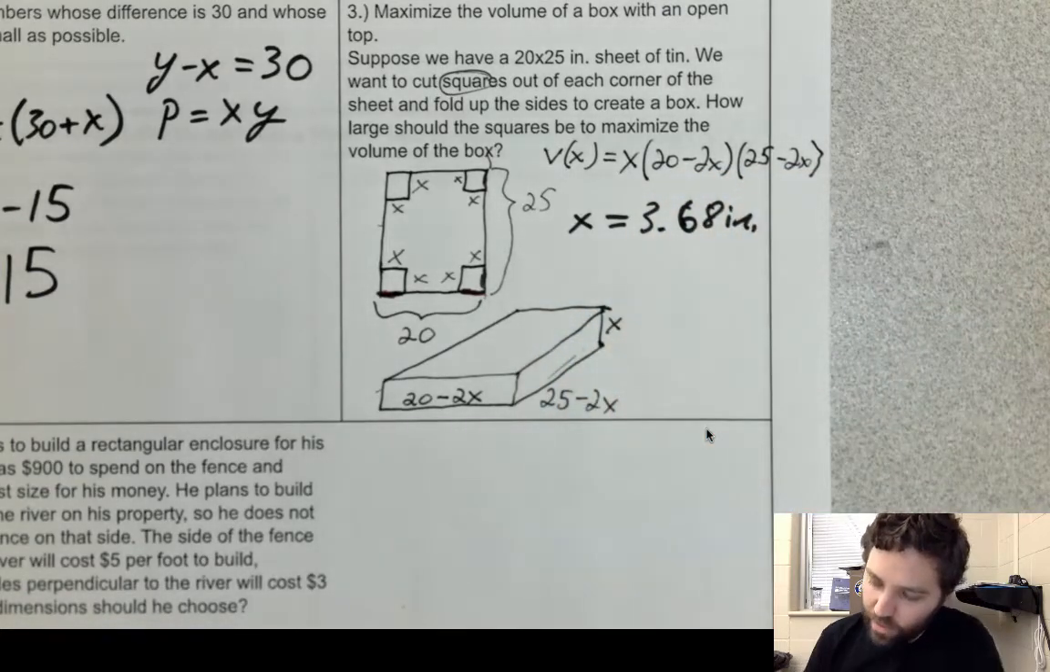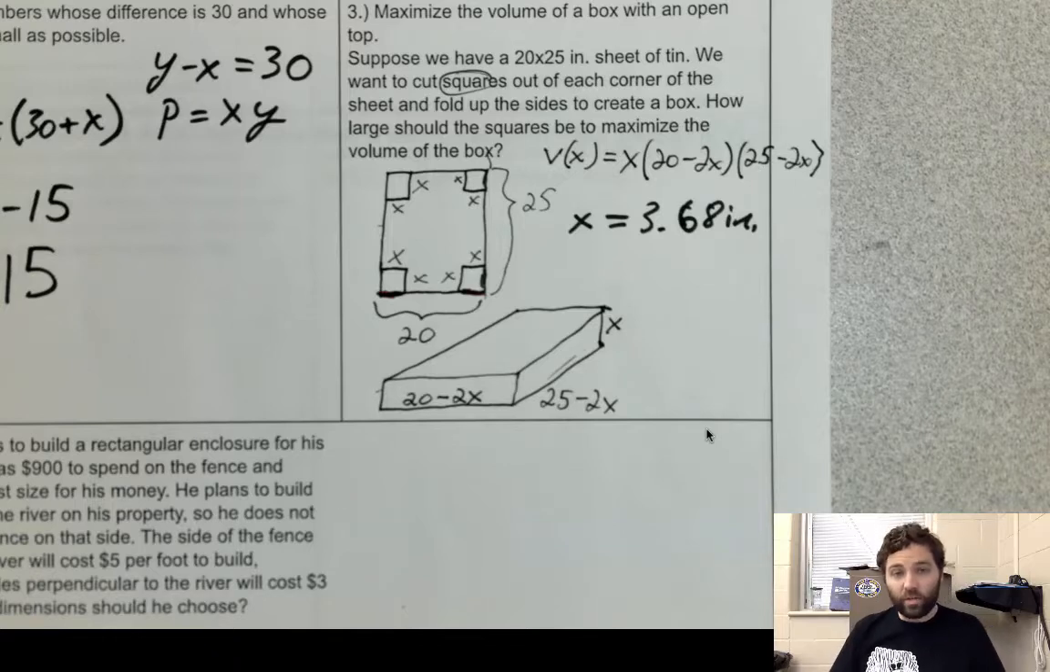So you can take a second and double check me on that. And the y coordinate there at 3.68 will be what the volume is. But this didn't ask for the volume. It just asks for how large the square should be to cut it out. So a very common mistake here is to find x when they really ask for the volume. So you want to be careful with that on multiple choice tests. But in this example, they were asking for the dimensions.